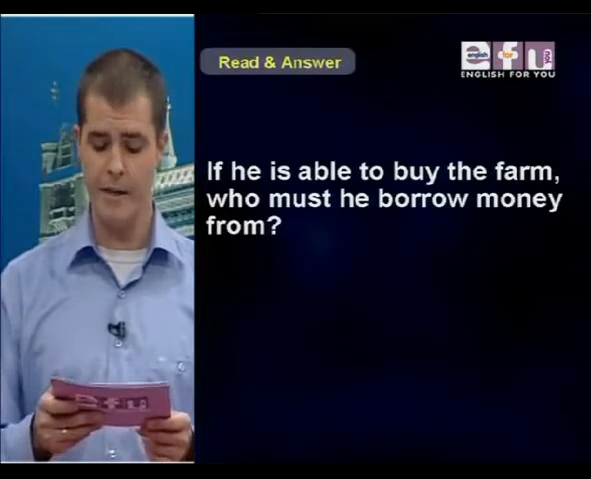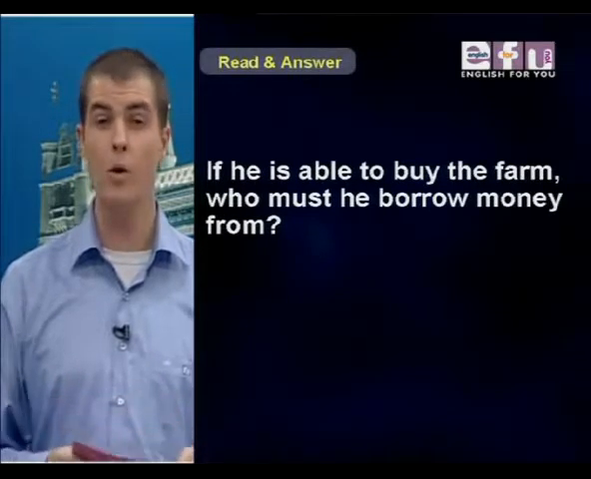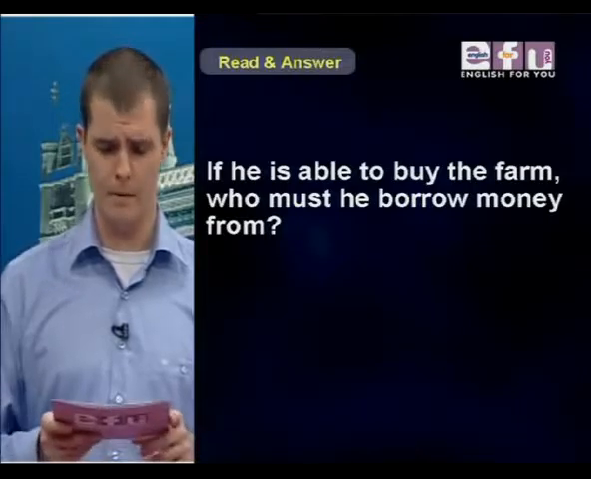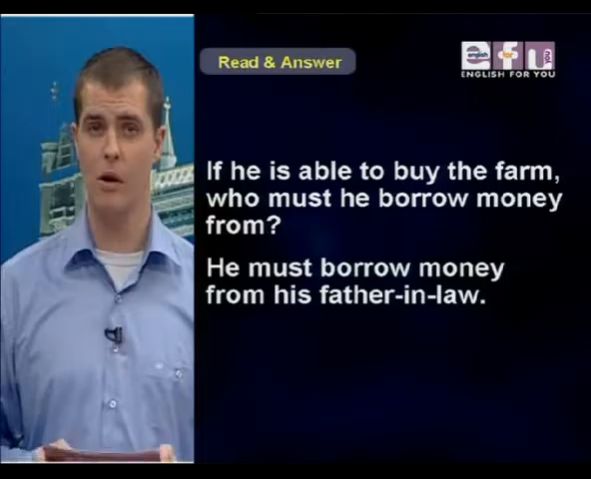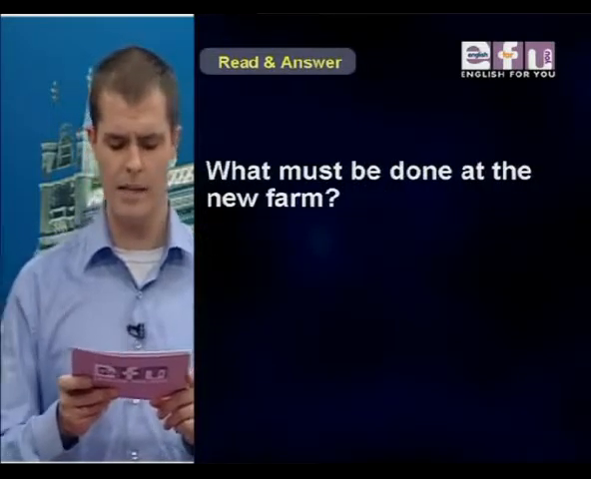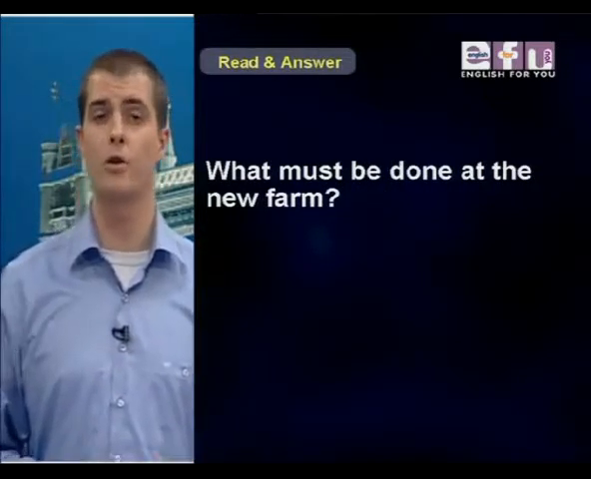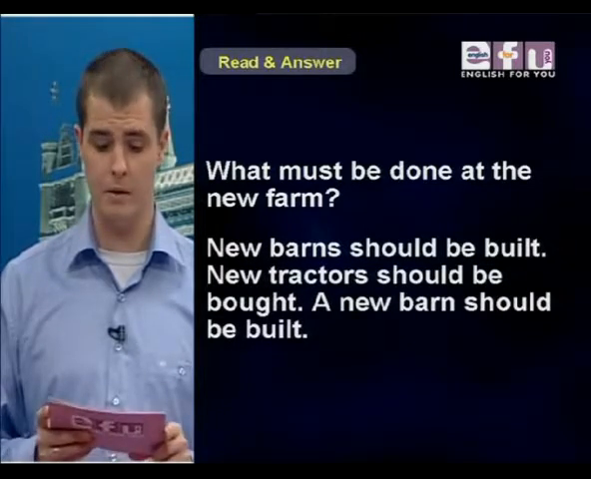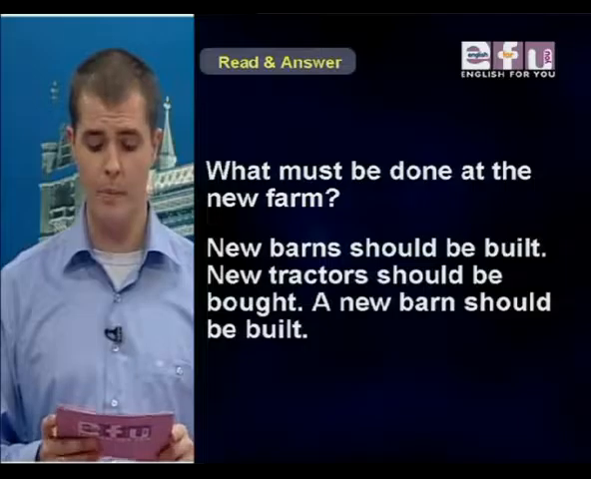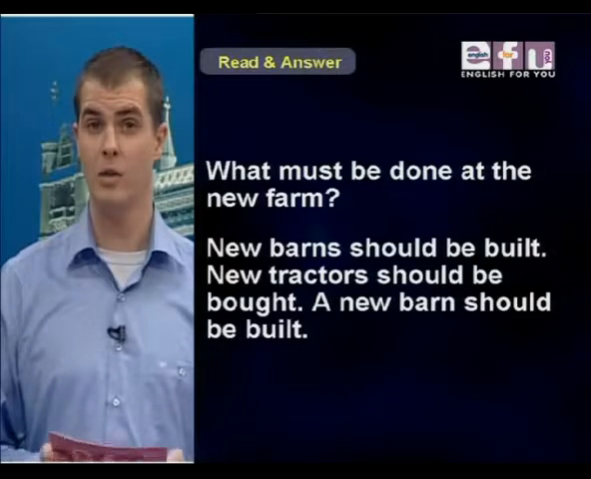Number 5. If he is able to buy the farm, who must he borrow money from? He must borrow money from his father-in-law. Number 6. What must be done at the new farm? New barns should be built. New tractors should be bought.